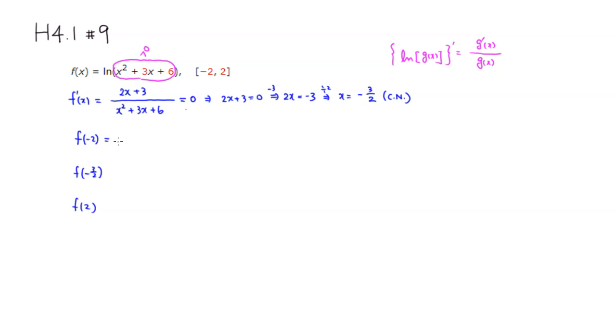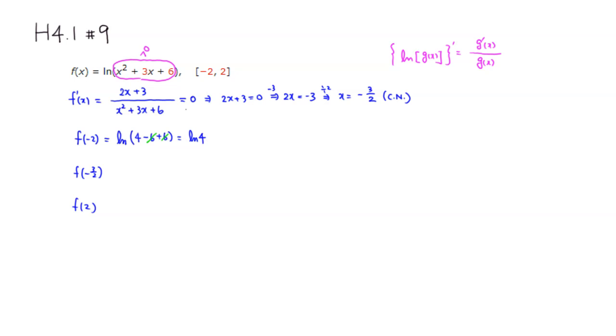You have the natural log of, negative 2 squared, which is positive 4. Negative 3 times negative 2 is negative 6, and you have a plus 6. So we can cancel the negative 6 and the positive 6. So we have the natural log of 4.